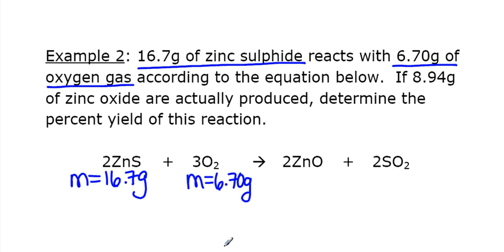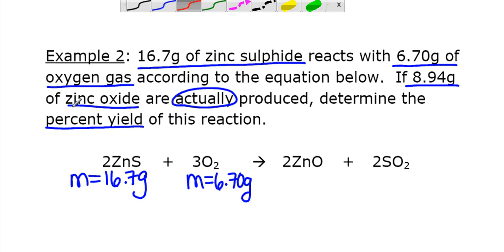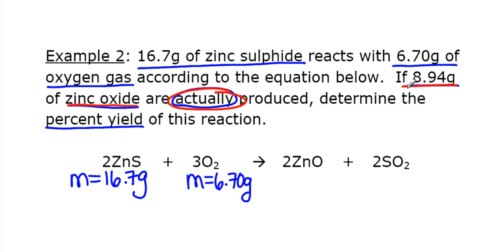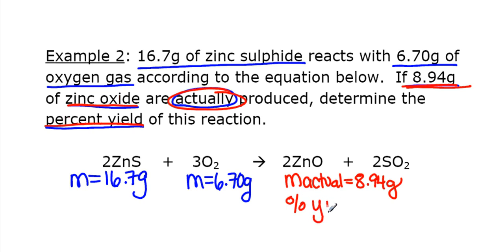Okay. Then it says if 8.94 grams of zinc oxide are actually produced, that's a key word, determine the percent yield of this reaction. So how much is actually produced means that for zinc oxide, this number here, the 8.94 grams, that's our actual yield. You do the experiment and you get 8.94 grams produced. And we want to find out what's the percent yield of this reaction. Since they're giving us the actual yield for zinc oxide, that means we're going to need to find the percent yield of zinc oxide.